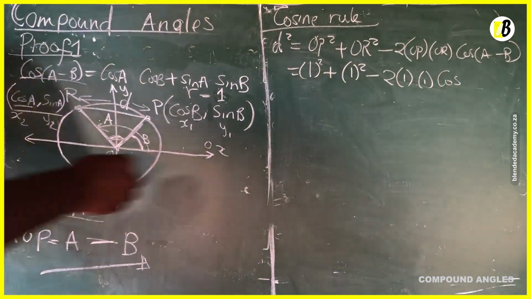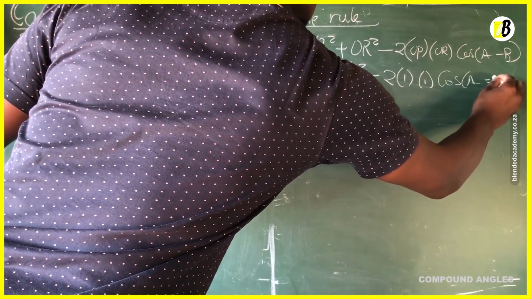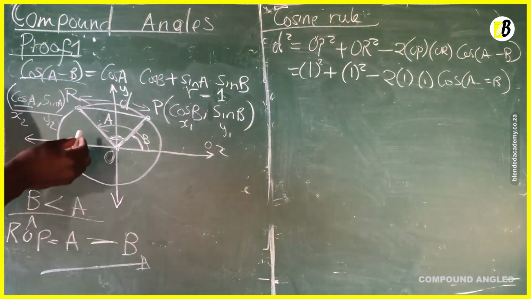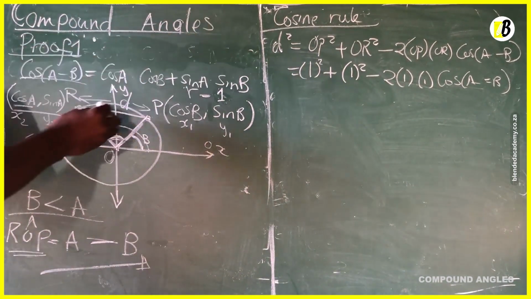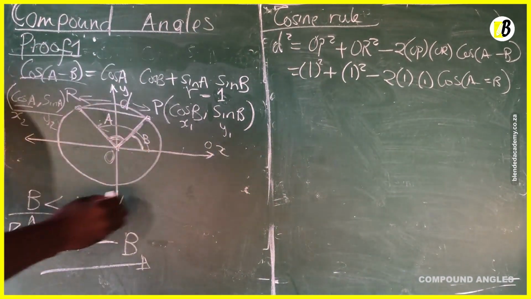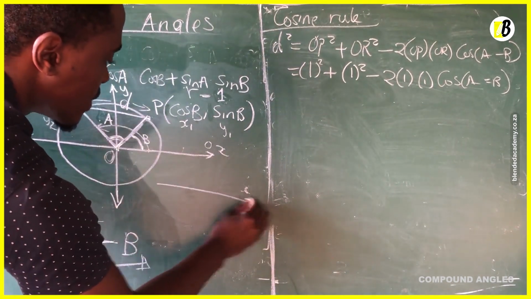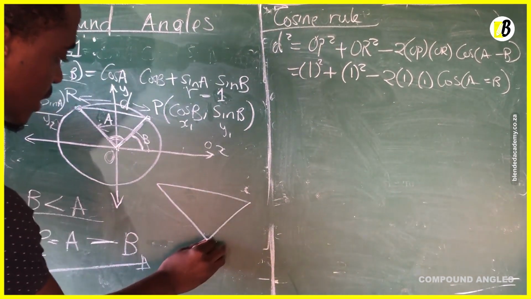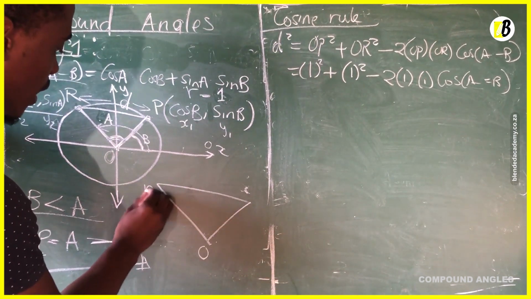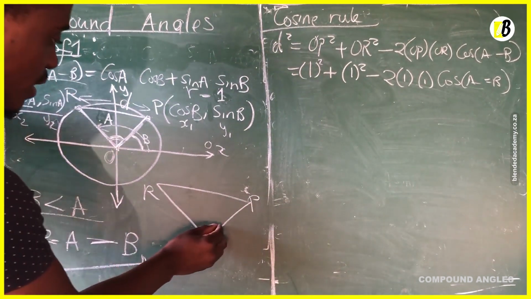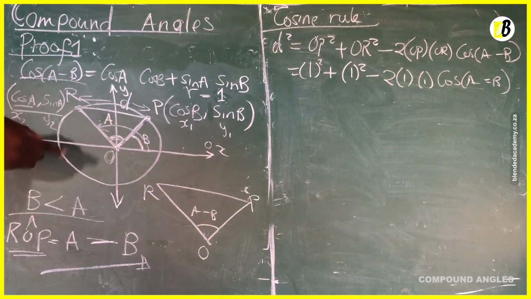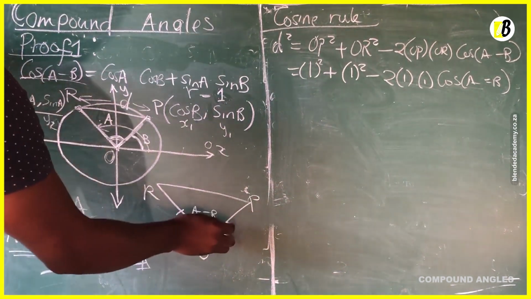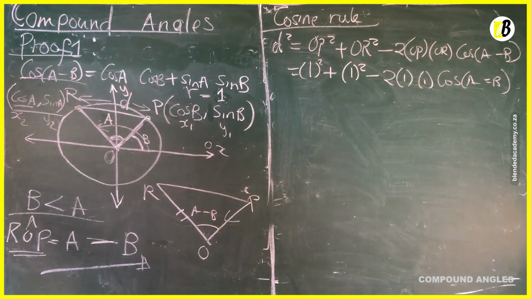A minus B. Remember that A minus B is this angle here. Remember I talked about ROP. That's the angle that we're working with, because we're working with this triangle here. Let me just draw it nicely for you again, so that you can visualize what I'm talking about. ORP. So now A minus B is the angle there. We're working with these two sides and the angle between the two sides.